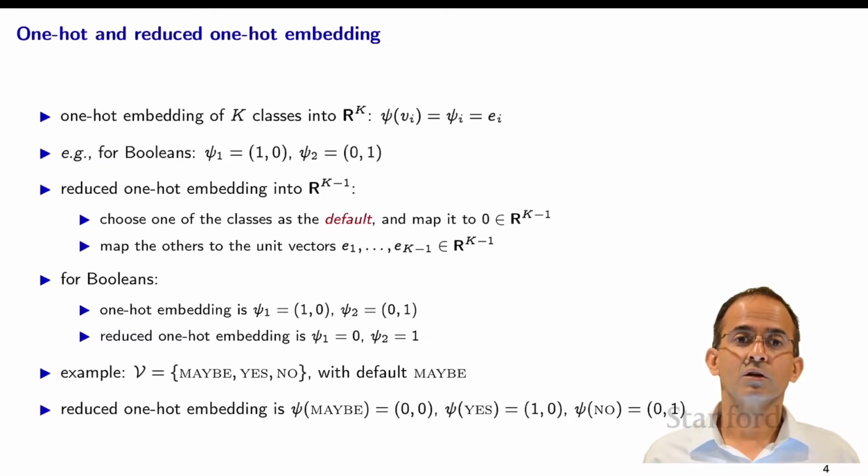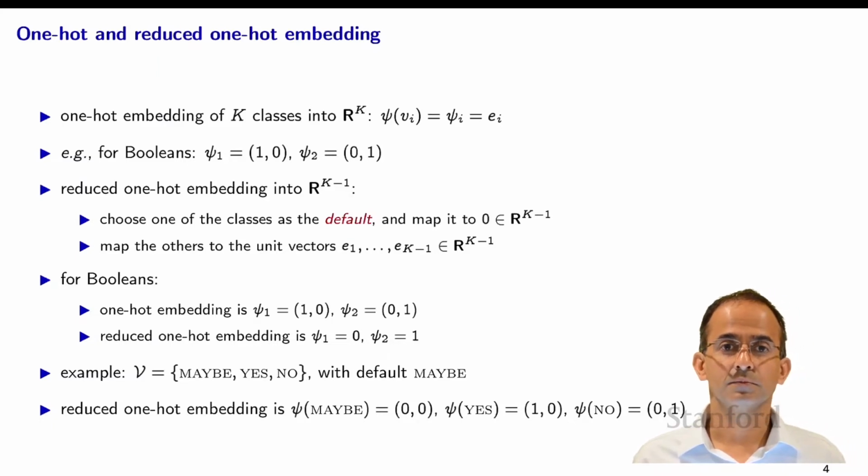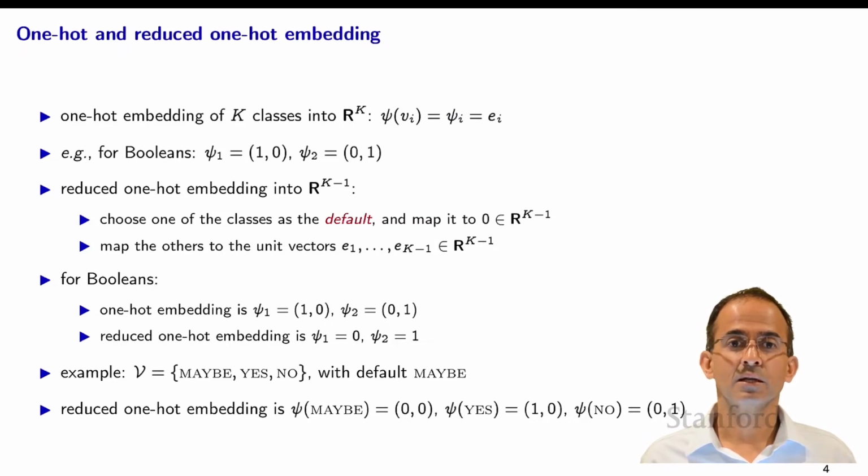There's another version of the one-hot embedding called the reduced one-hot embedding, which maps one of the classes to 0, and the other k-1 classes map to the unit vectors in Rk-1. If we had Booleans, in that case, the one-hot embedding maps the Booleans to 1, 0, and 0, 1, and the reduced one-hot embedding would map the Booleans to 0 and 1, a one-dimensional embedding rather than a two-dimensional embedding.